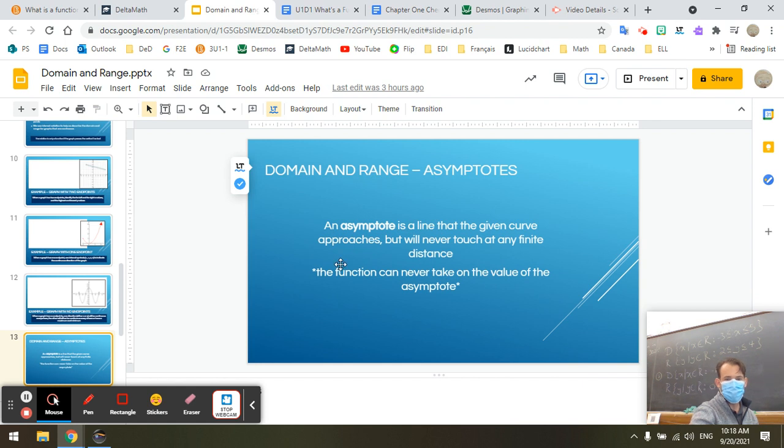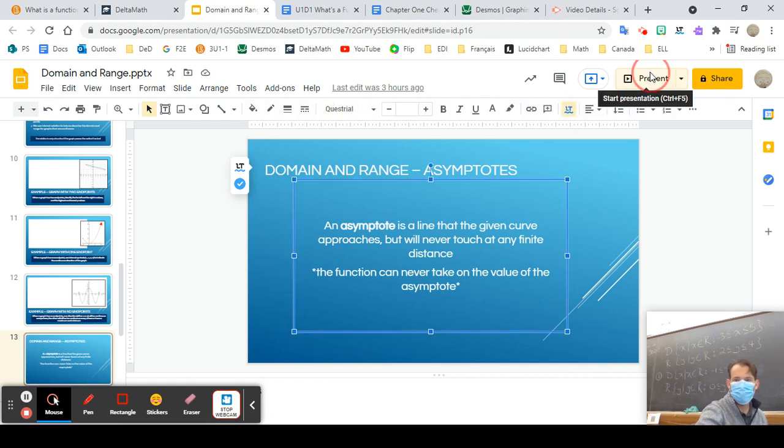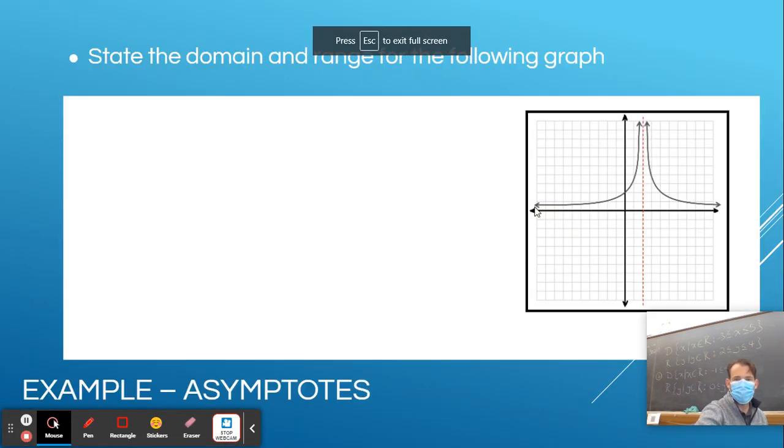Okay, so let's carry on. So that's the definition of an asymptote, a line that a curve will never touch. Now, here we have another example of a function with an asymptote.